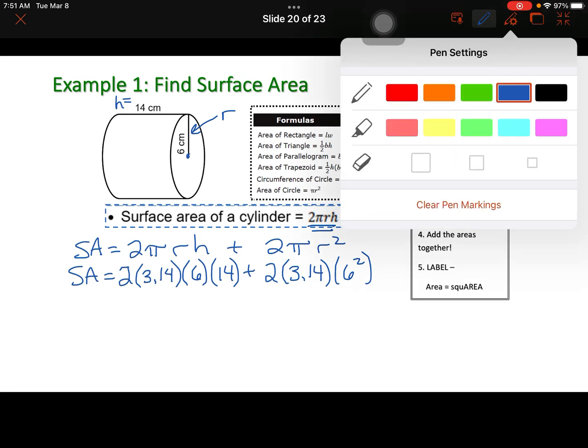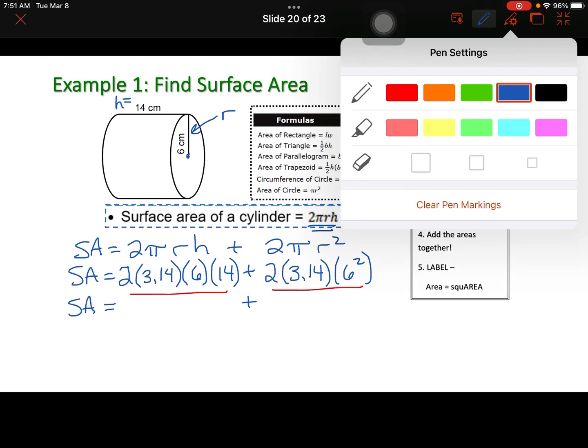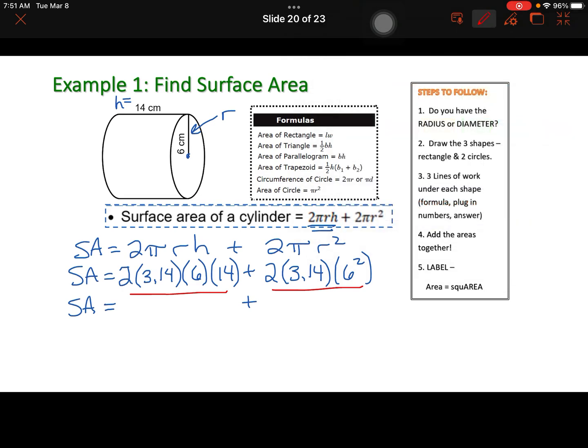Now, we're going to have all of this multiplication, and we have all of this multiplication, and it is separated by addition. So I'm going to do all my multiplication first. So if I look at this first part here and multiply, I'm going to have 2 times 3.14 times 6 times 14, and you're going to get 527 and 52 hundredths.